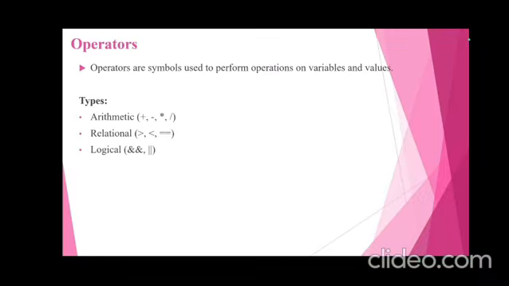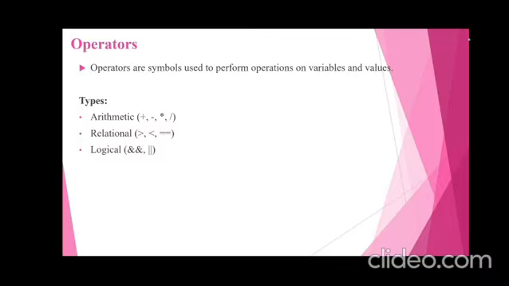And the last one is operators. Operators are symbols used to perform operations on variables and values in a program. They are essential for carrying out calculations, comparisons, and logical decisions. There are different types of operators in C++, such as arithmetic operators like plus and minus, which are used for mathematical operations, relational operators like greater than, less than, and equal to, which are used to compare values, and logical operators like AND, which are used to combine conditions.